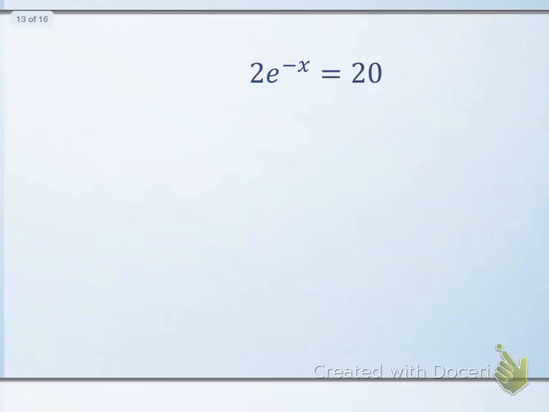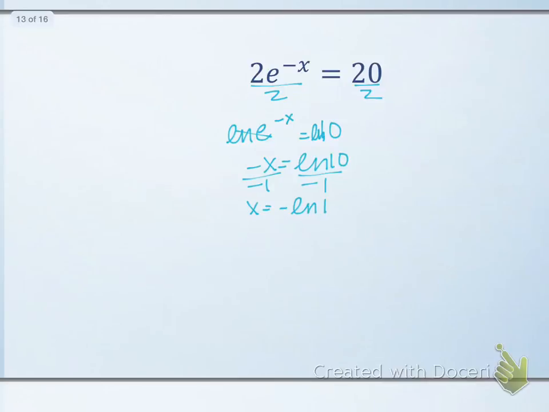Okay, it looks like e is not by itself, so to get it by itself first we need to divide by 2 to get 10. Take the natural log of both sides to get rid of the e, so I got negative x of natural log of 10. To get rid of the negative, to make the x by itself, we divide by negative 1. So I got negative natural log of 10. I get x to equal negative 2.30.